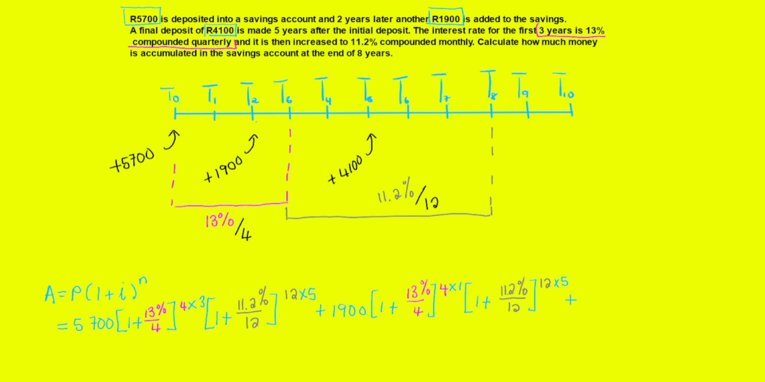And last but not least, the 4.1. However, the 4.1 was only affected by the 11.2% which was compounded monthly. Divide by 12 and raise to the 12. For how many years? Well, 1, 2, 3. For 3 years. If you whip out your calculator, you would get a total amount of 24,108.19.